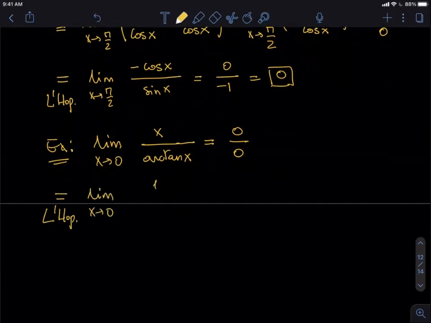So we can take the derivative of the numerator, which is 1, divided by the derivative of the arctangent, which is 1 divided by 1 plus x squared. So this limit that looked so difficult turns out to be the limit as x tends to 0 of 1 plus x squared, which is equal to 1.